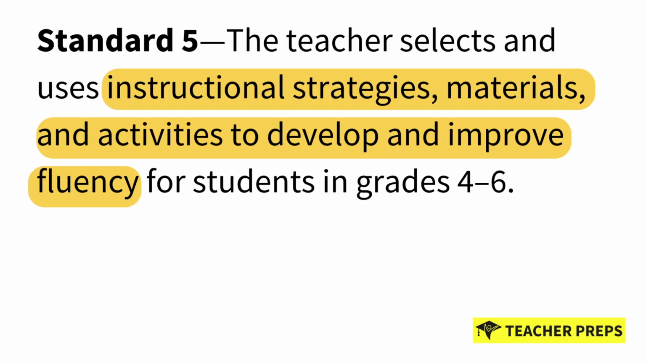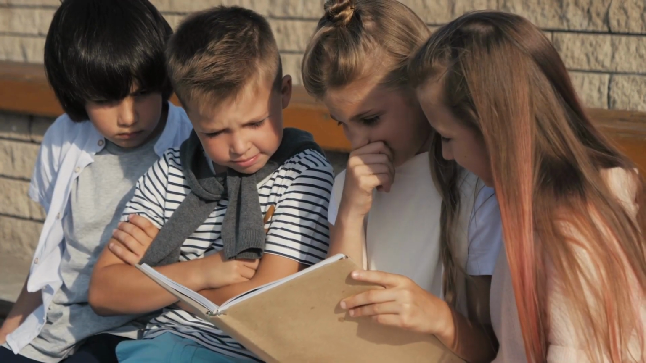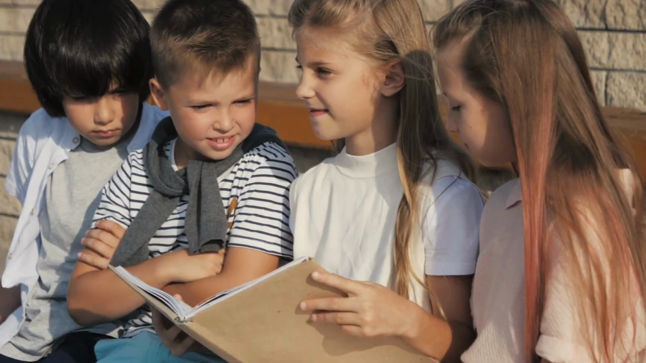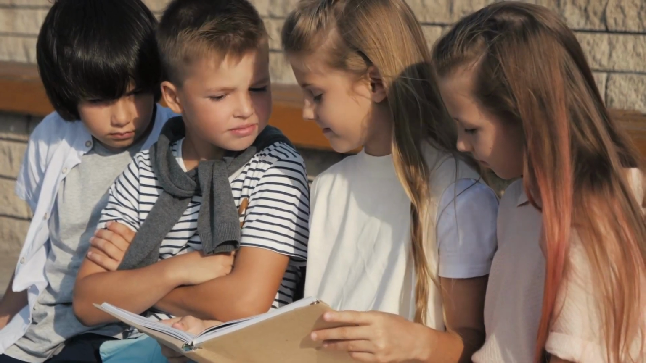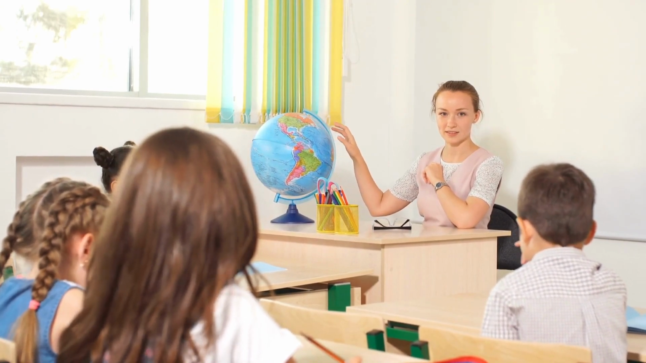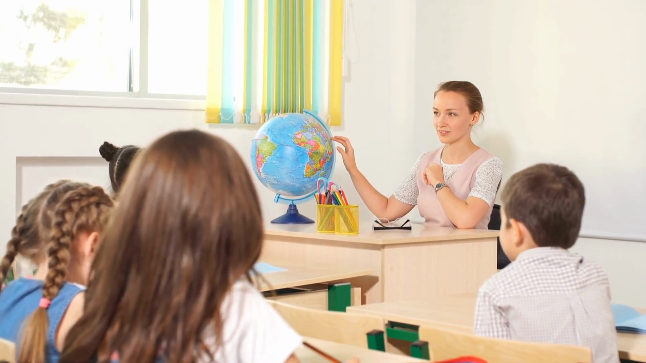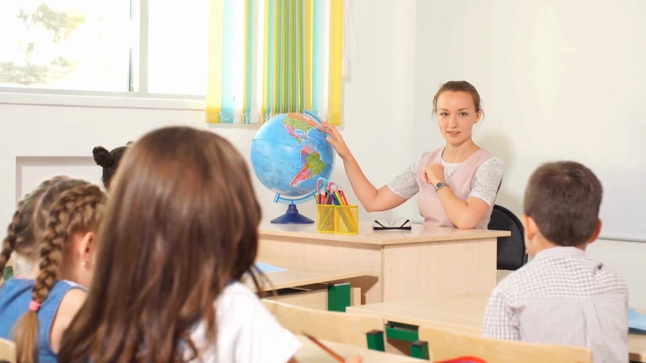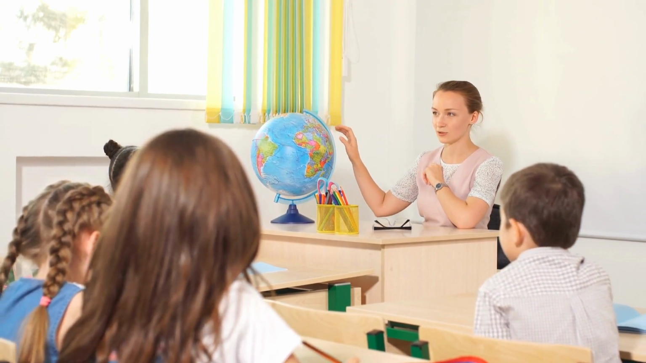The fifth standard in competency number 3 states that the teacher selects and uses instructional strategies, materials, and activities to develop and improve fluency for students in grades 4 through 6. In the last lesson, we dove into the essential concept of understanding differentiation with respect to word identification and instruction for fluency. This lesson builds from that foundational knowledge. In this lesson, you will learn how to select and utilize the right strategies, materials, and activities to not only improve reading fluency for individual students, but for your entire class in grades 4 through 6.